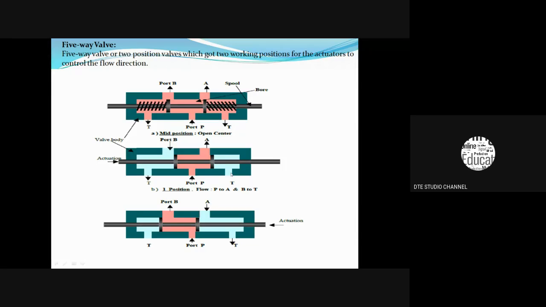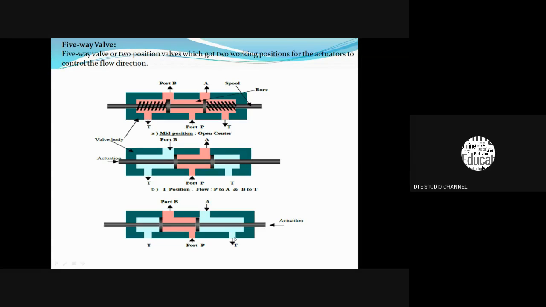So, connection is made from the pressure port to working port A, one end of the cylinder in the actuator, and in the same stroke, B is connected to T. So, this is for the movement of the piston in the actuator in one direction. By actuating, the spool moves towards the left, which makes a connection between P and B. Now the connection is reversed. In the first position, P is connected to A. In the second position, P is connected to B, whereas A is connected to another tank port.